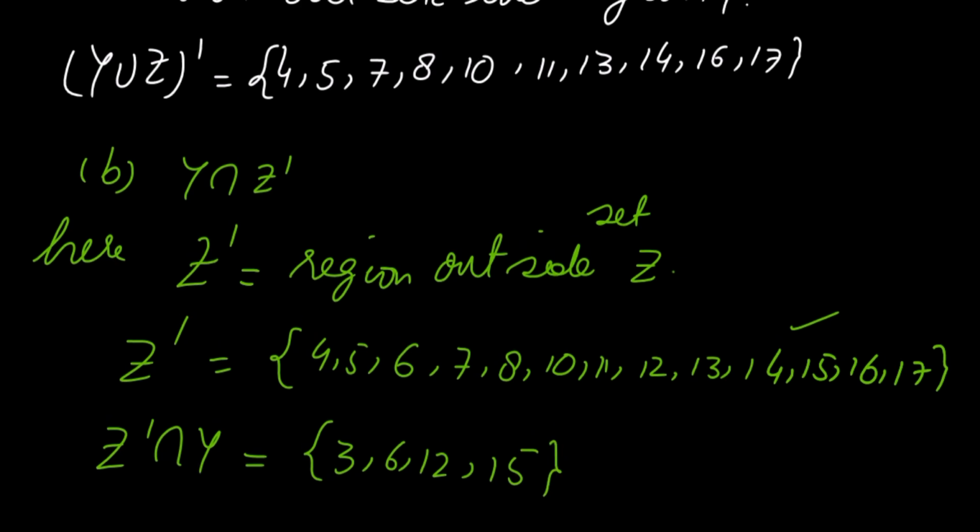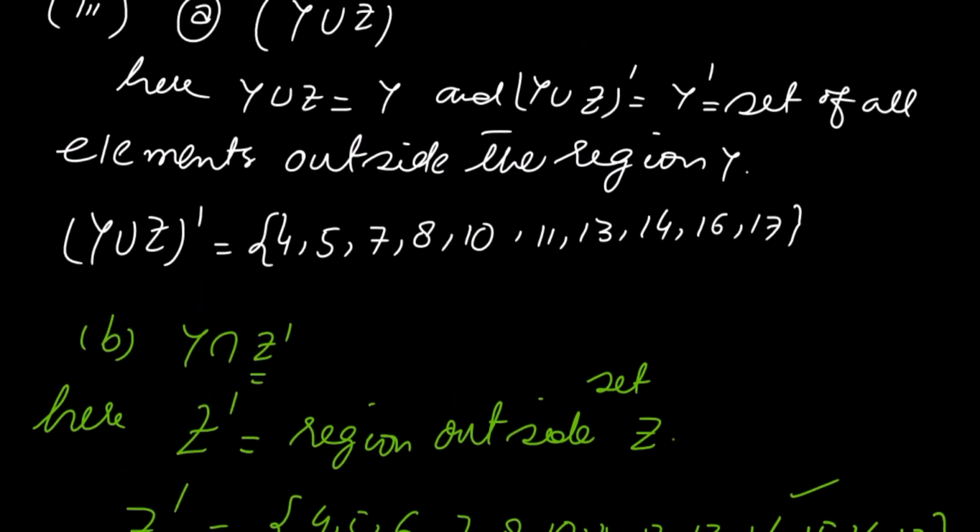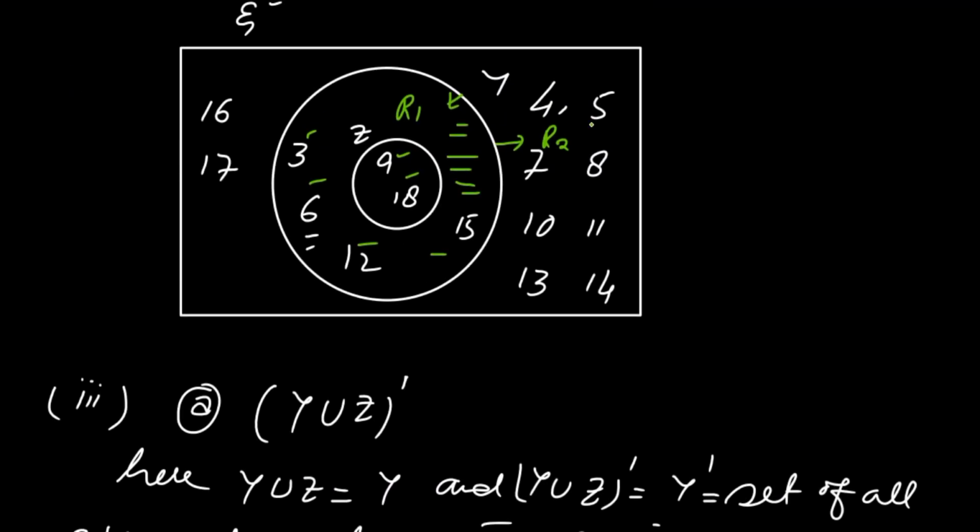You can find this intersection just by looking here, as Z complement consists of two regions, R1 and R2. So this is the union of regions R1 and R2. When you take the intersection of these two regions with R1, the common region is R1, and R1 is actually Y. So 3, 6, 12, 15.